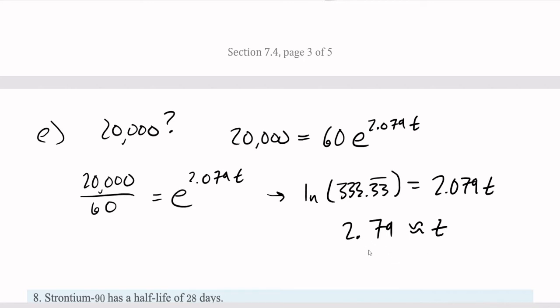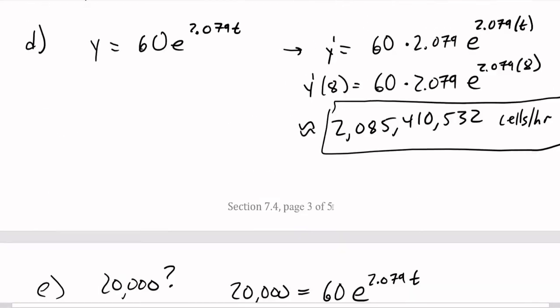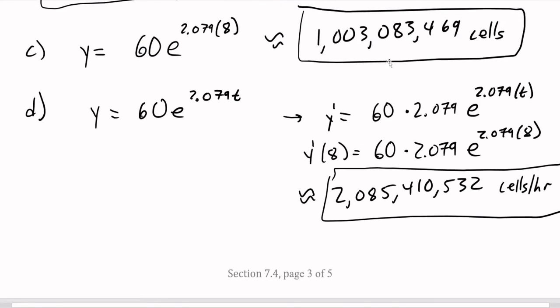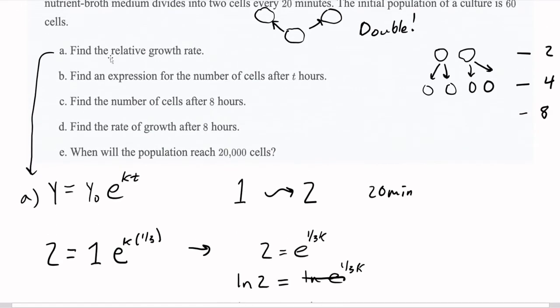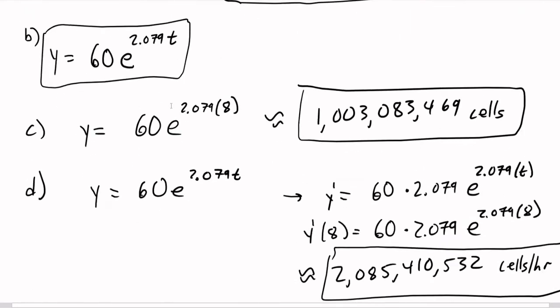So it's going to take a little under 3 hours to go from 60 bacteria in your gut to 20,000. And we saw, you know, it doesn't take too many more hours to get into the billions. Okay, so we've got an example, we used the formula, we got our growth rate, we used that to fill the formula out, and figure out a whole bunch of stuff.